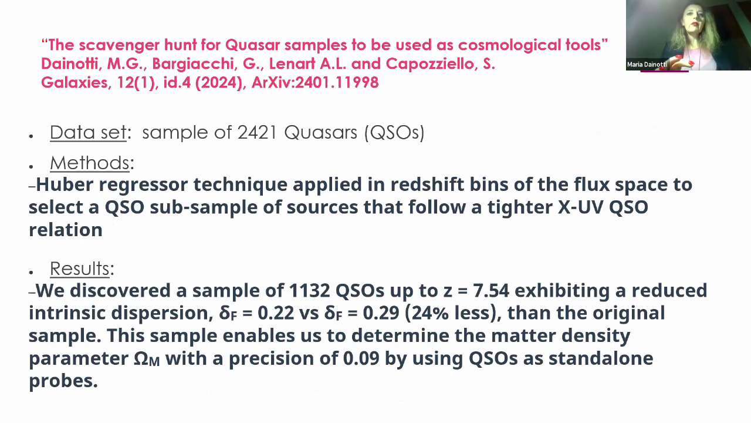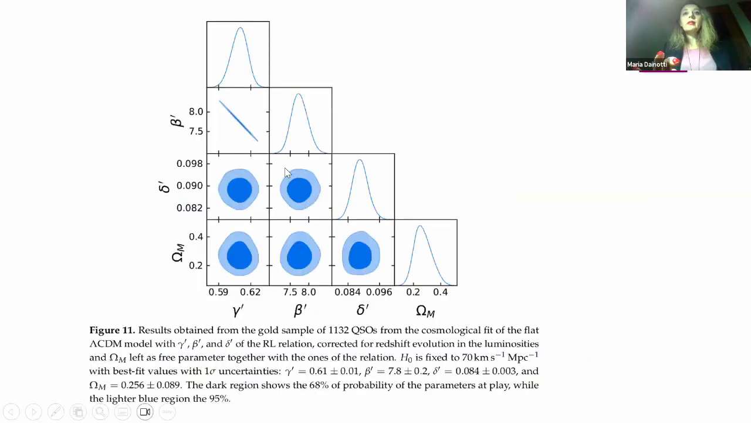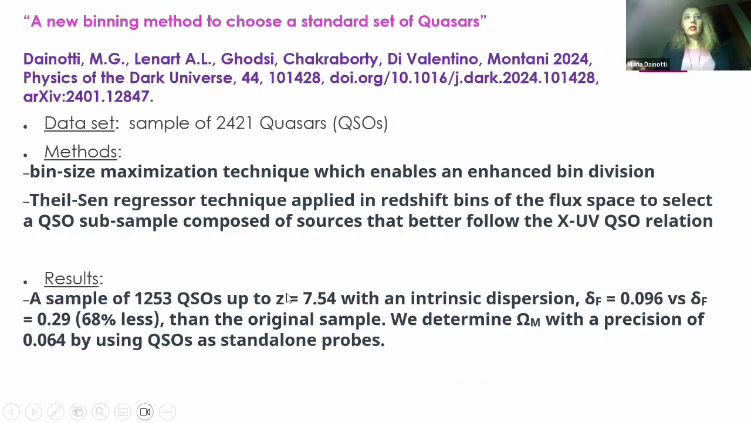In this case, we found a comparable sample size, maybe around 50 or more sources, and we have a much smaller dispersion. So we can also use this sample of quasars as standalone objects. Here, in fact, we can check the value of omega m and the uncertainty for a fixed value of H0. Gamma, beta, and delta is the scatter, and gamma and beta are the parameters of this relationship.